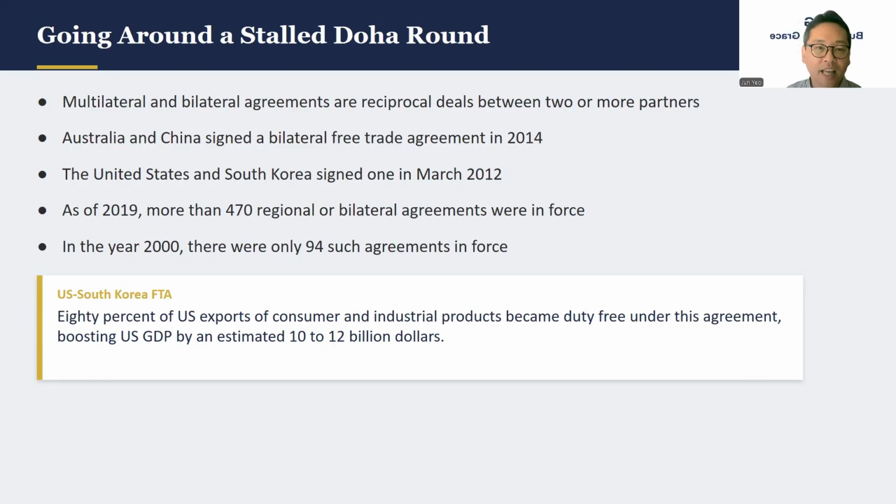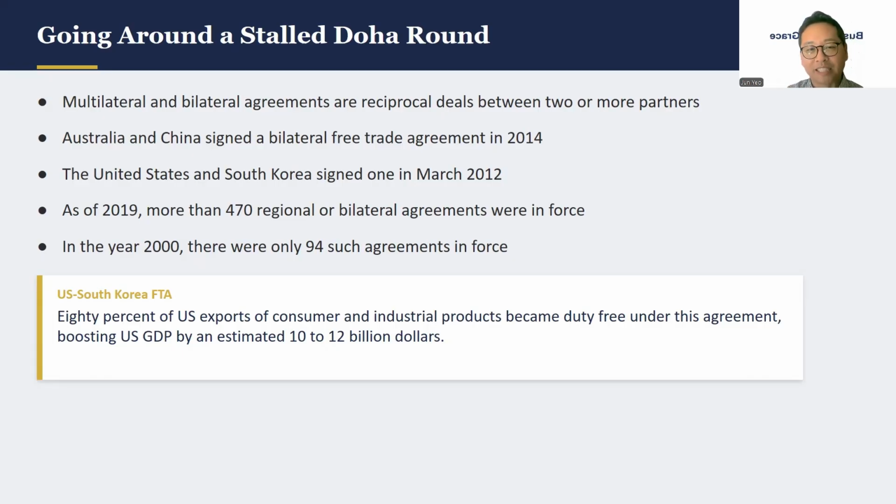And there are a lot of them now. As of 2019, more than 470 regional or bilateral trade agreements were in force around the world. Back in the year 2000, there were only 94. This huge increase shows just how much countries have turned toward the smaller, faster deals instead of waiting for a single, big, grand global agreement.